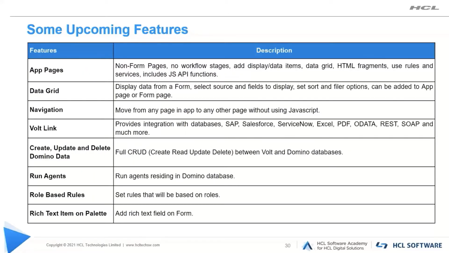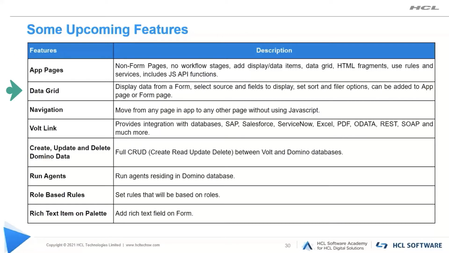In this slide, we will discuss some of the upcoming features that are expected in the future release of Domino Volt. These features will be very helpful in creating new apps and upgrading the current apps. App pages. An app page is a non-form page and it does not have data schema and workflow stages. You will be able to add display items, data grid, and HTML fragments in it. You will also be able to use rules and services in it, and it also includes JS API functions. It can be used in creating a front-end menu for an app or for displaying the data.